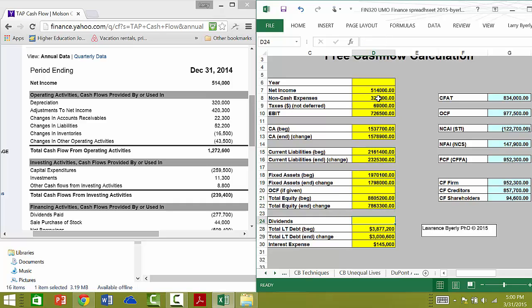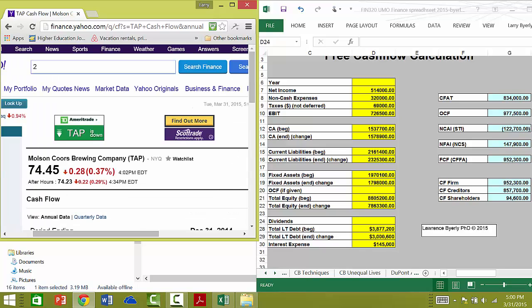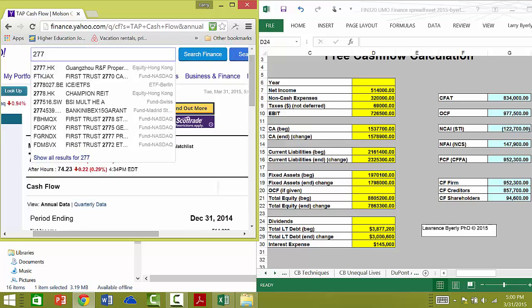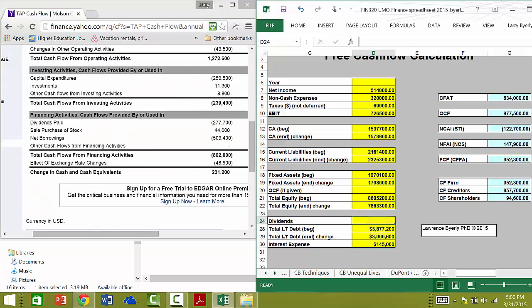The dividends are listed right down below, and dividends paid were 277. Let me get back to that. Sorry about that. We need to go back over here. Oops. Enter. And for dividends, we enter 227,700. So that's all the data.